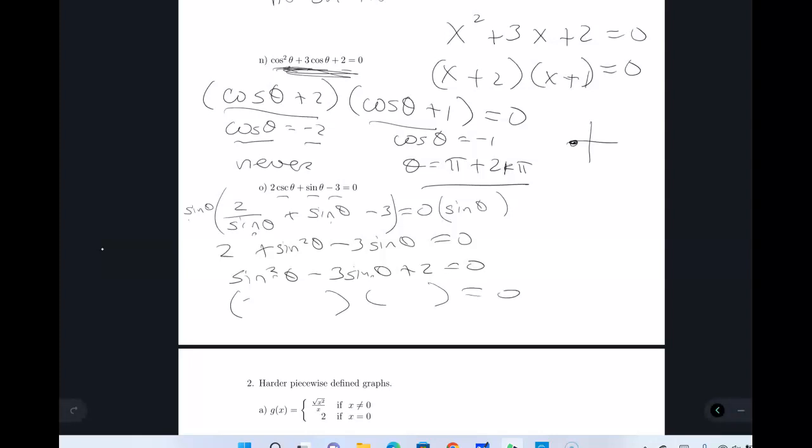So again, sine is my x, right? So sine of theta, sine of theta. What two numbers multiply to positive 2 and add to negative 3? Negative 2, negative 1. So here I get sine of theta is 2. No solution. And sine of theta is 1. When does that happen? Theta is equal to pi over 2 plus 2k pi.